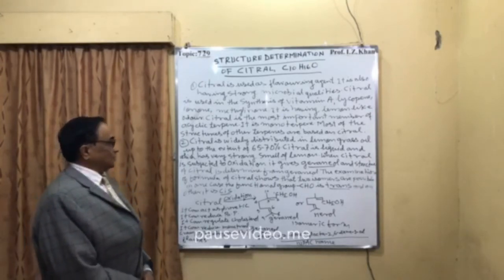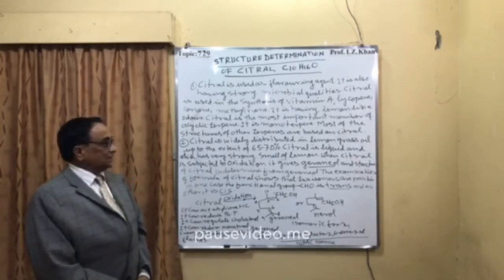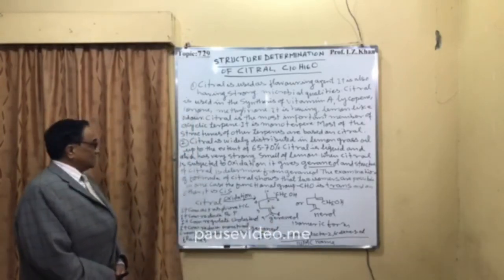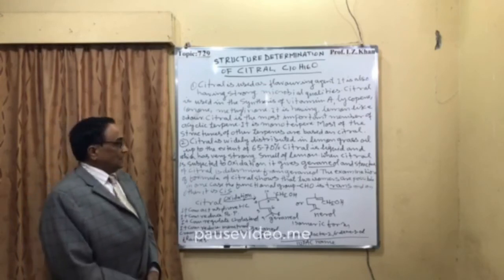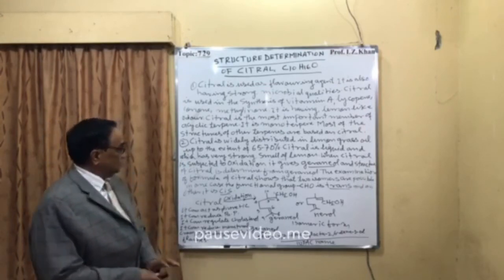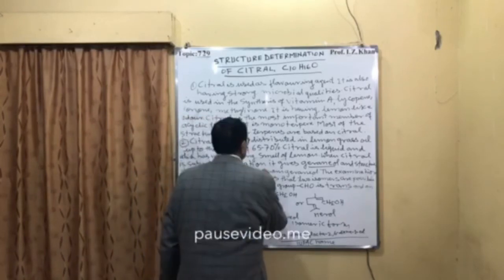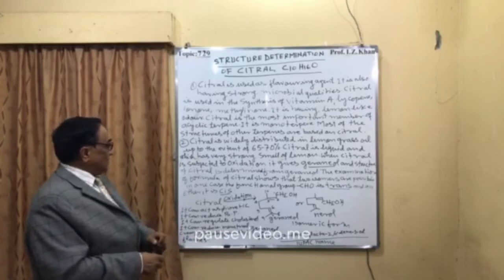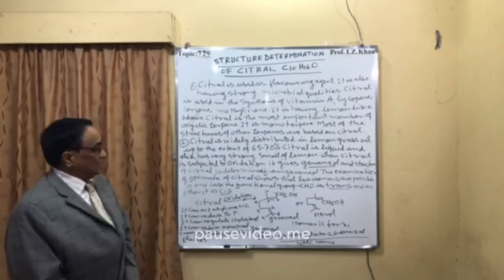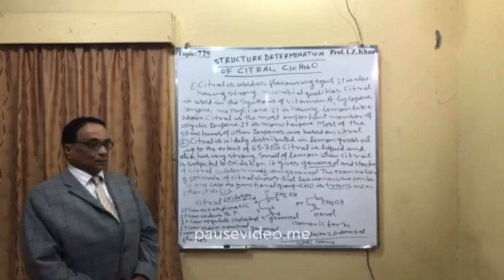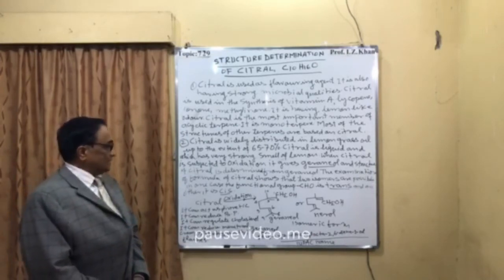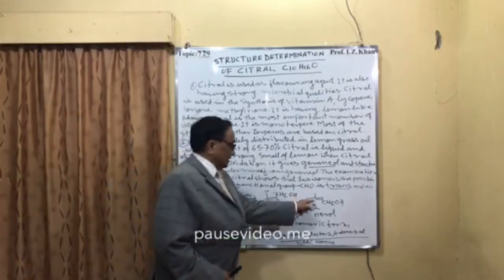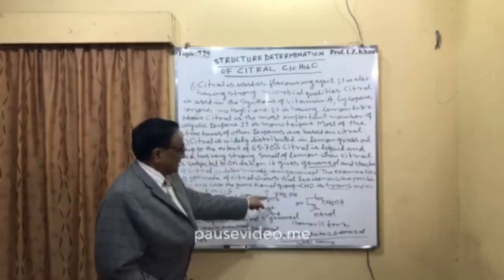When citral is subjected to oxidation, it gives geraniol. The geraniol structure is given here, and the structure of citral is determined from geraniol. The examination of the formula of citral shows that 2 isomers are possible. In one case, the functional group CHO is trans, and in the other case, it is cis.